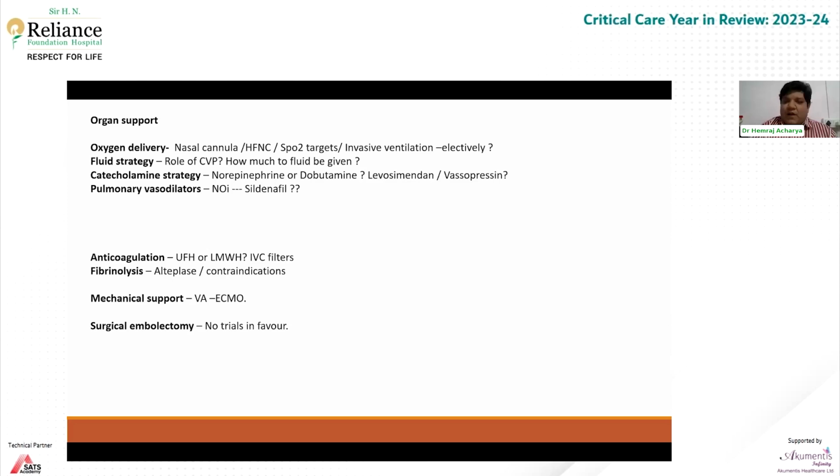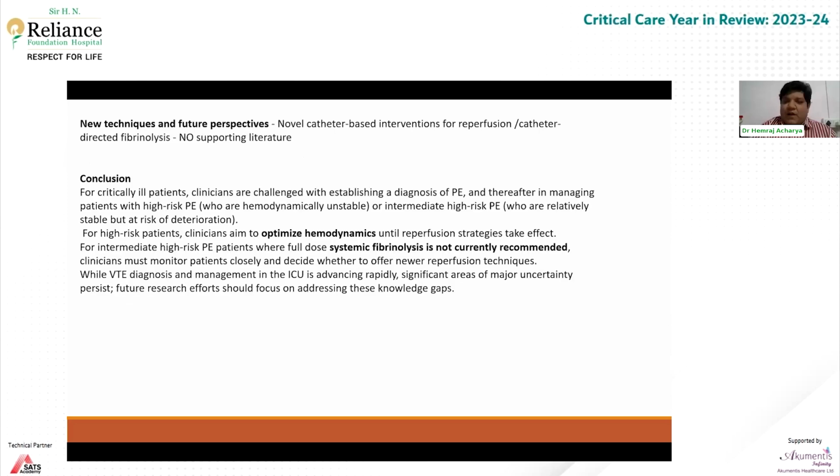So in conclusion, they have concluded that for high-risk patients, clinicians should aim to optimize the hemodynamics first until the reperfusion strategies take effect. And for intermediate-high-risk patients, where full-dose systemic fibrinolysis is not currently recommended, clinicians must monitor the patient closely and decide whether to offer new reperfusion techniques like catheter-based fibrinolysis.